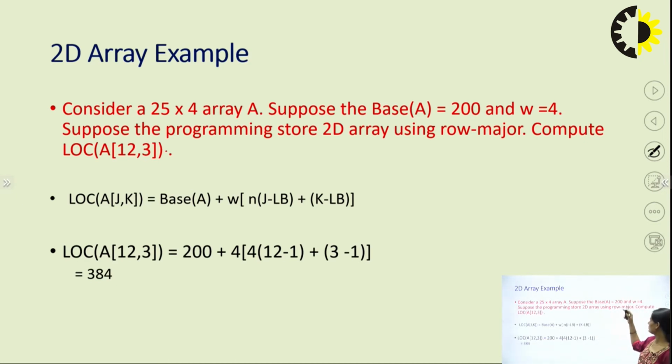The base address is given as 200, and w is given as 4. The array is 25 cross 4, so 25 is the number of rows and 4 is the number of columns. n represents the column, so we place 4 over here, and j is given as 12. If the lower bound is not given, we consider it by default as 1, and this is again 1 by default. So it evaluates to 384.